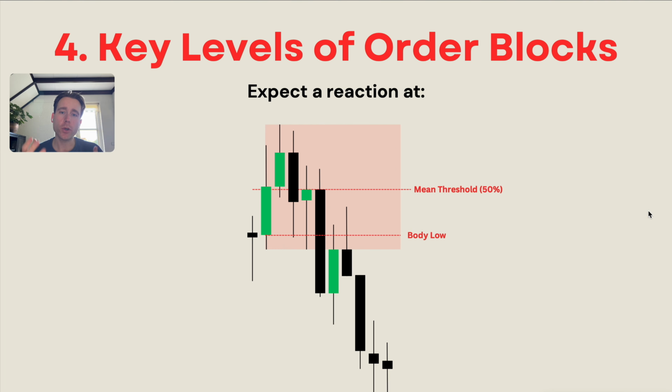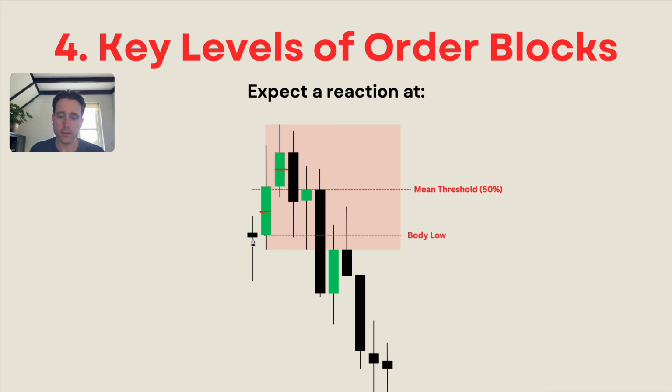And now we know what a bullish and a bearish order block is. It's very important to know the key levels of an order block. Where does price react from? And you can look at 3 things. The most easy, and that's the one I use the most, is the low of the body in this bearish order block example. So right here. The second one is the mean threshold, and the mean threshold is the 50% of the order block. So we have the high right here, we have the low right here, and the 50% is the mean threshold. You can also use the mean threshold of the body of the candles.